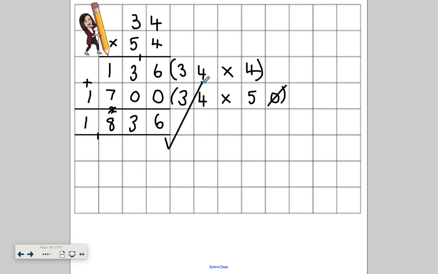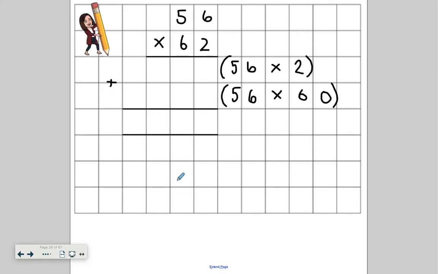If you got it right, give it a big tick. That's a very big tick. If you give it a big tick and let me know if you got it correct in the first instance on Dojo. Let's go through the next one.